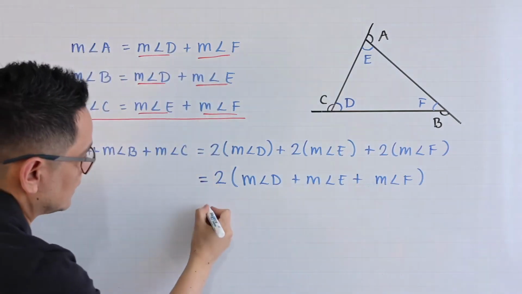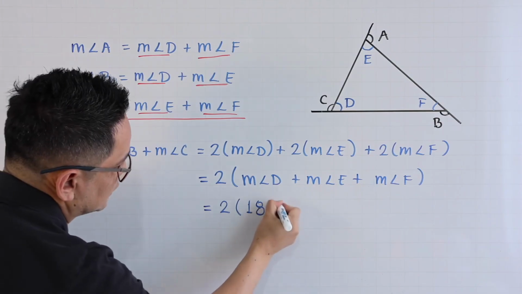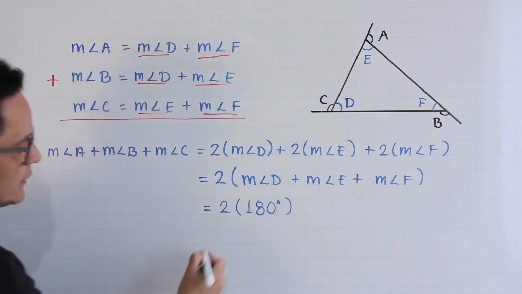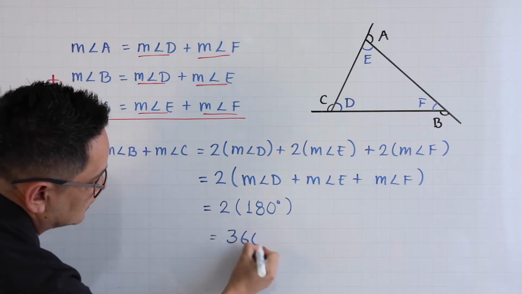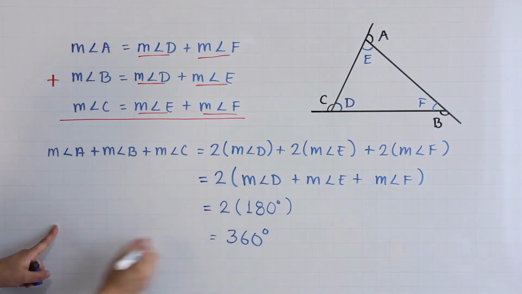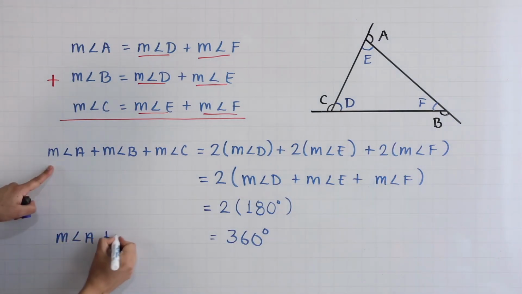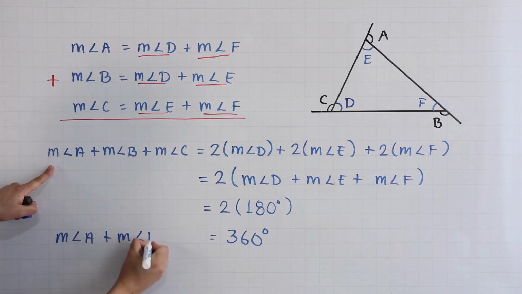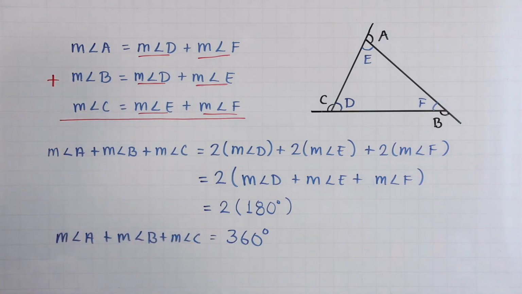Therefore, here, I would have that this is equal to 2 times 180 degrees. And finally, how much is 2 times 180 degrees? Well, it would be a total of 360 degrees. And now, I'm still dragging this same one. I'm going to put it over here. There. So we have that the measure of angle A plus the measure of angle B plus the measure of angle C has to be a total of 360 degrees.